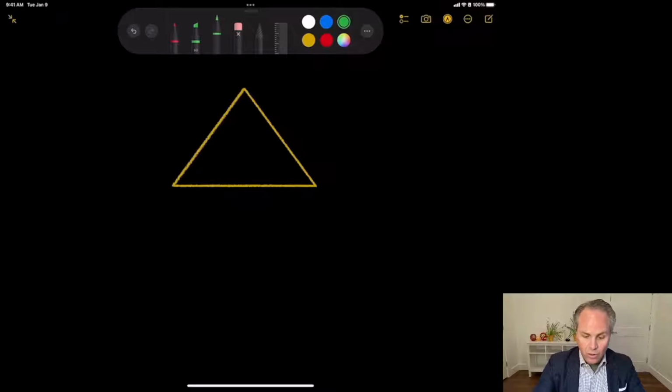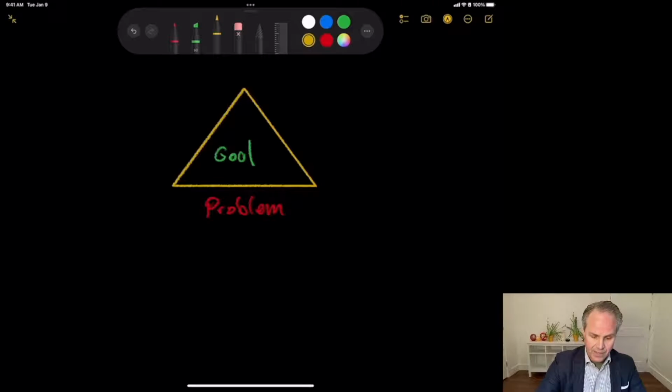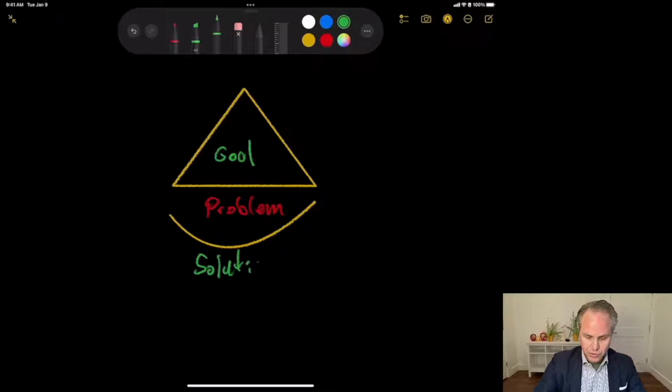So we had our goal in the center, and then we had, what's the next? The problem next. And the problem includes the context of the situation. And then we had the solution. And isn't this getting pretty this time? And then we had the tool.